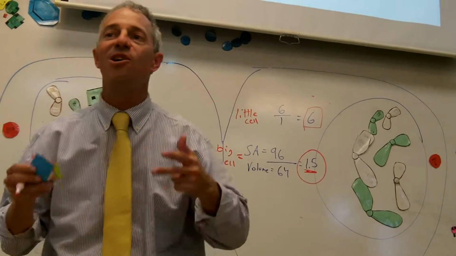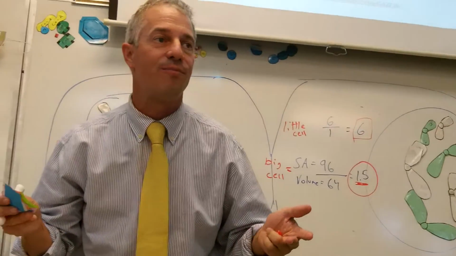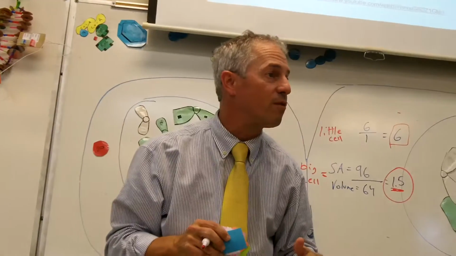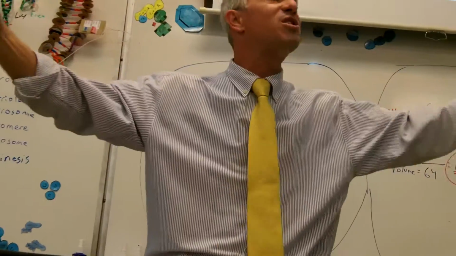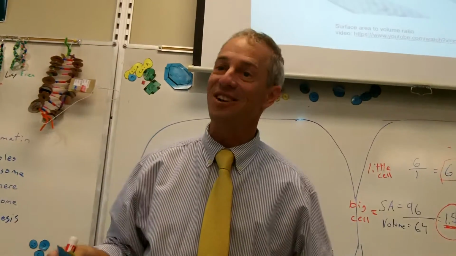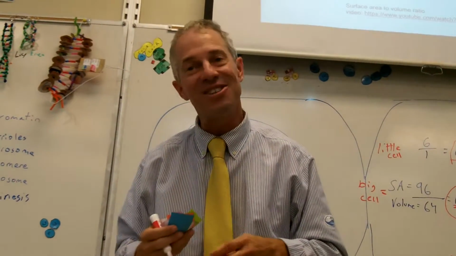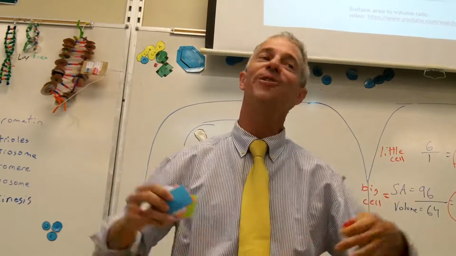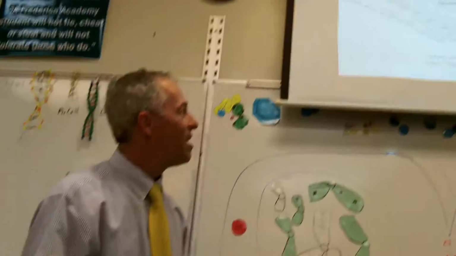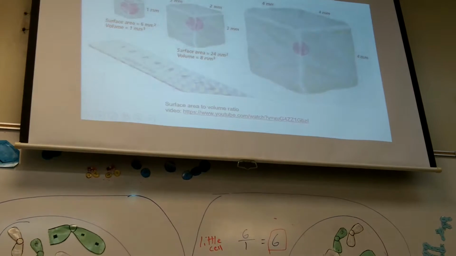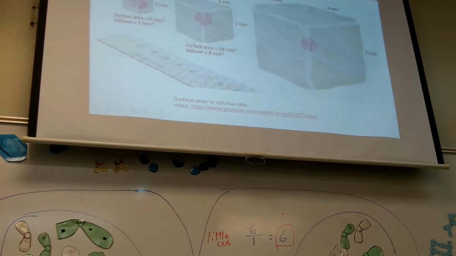If you're a cell, you want to have a lot of surface area. You take in food through your surface. You take in oxygen through your surface. You get rid of waste through your surface. If you don't have a lot of surface, you can't take in enough food, you can't take in enough oxygen. And this big cell doesn't have nearly enough surface to get everything done, to take in everything it needs.